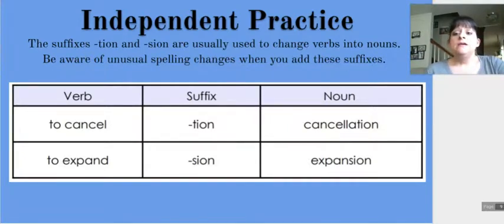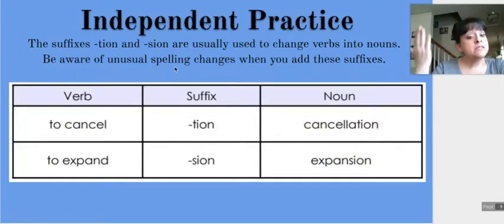So the suffix shun, T-I-O-N, and S-I-O-N, which we're going to get to later this week, are usually used to change verbs to nouns. So that's when we talked about it changes the parts of speech. So be aware of unusual spellings. We've talked about that. So sometimes, remember, think back to other OG lessons if you have to drop an E or that kind of thing.